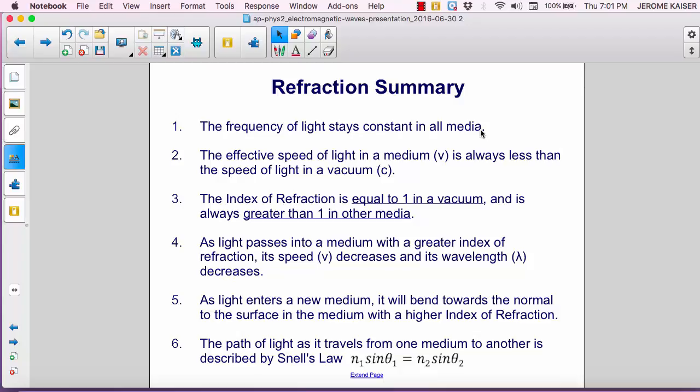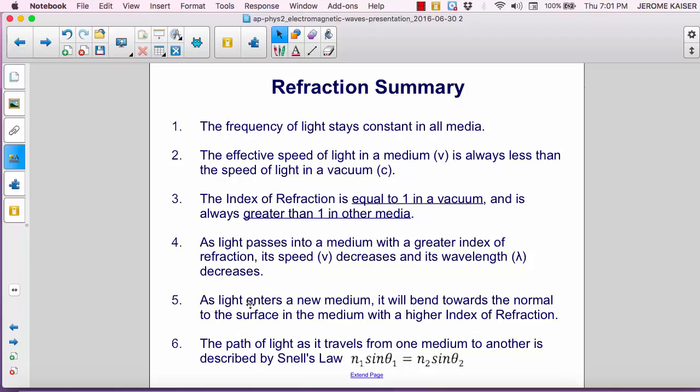By definition then, the index of refraction is equal to 1 in a vacuum and is always greater than 1 in other media. That means that light always travels slower in anything but a vacuum. As light passes into a medium with a greater index of refraction, its speed decreases and its wavelength also decreases.